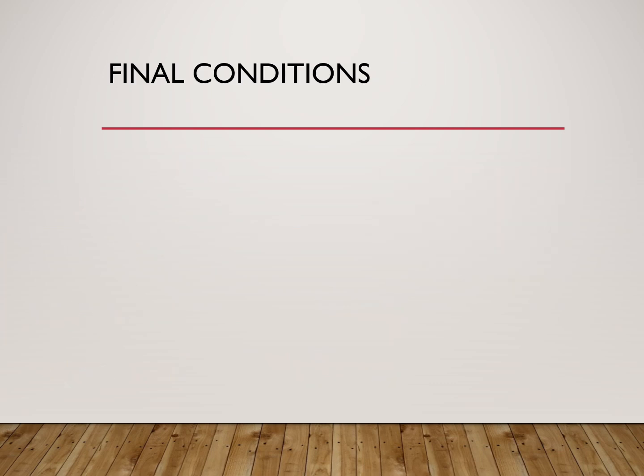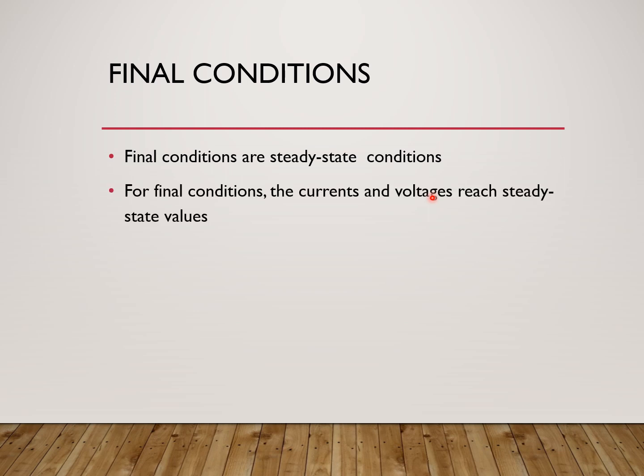Now, after speaking about initial conditions, we speak about final conditions also. Now, what are final conditions? Final conditions are nothing but steady state conditions. Once a circuit reaches steady state, we call it the final condition. So currents and voltages are basically reaching the steady state values.